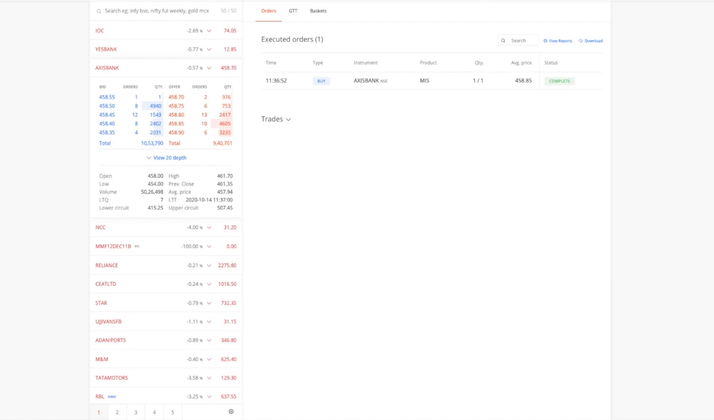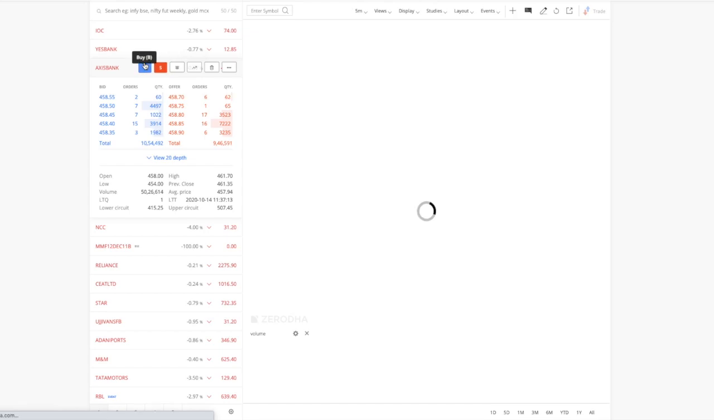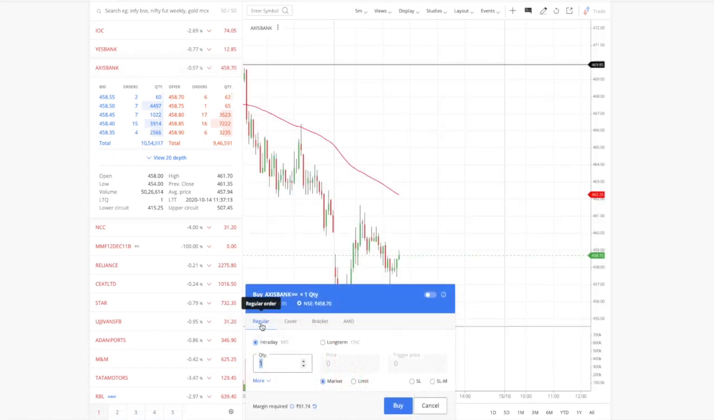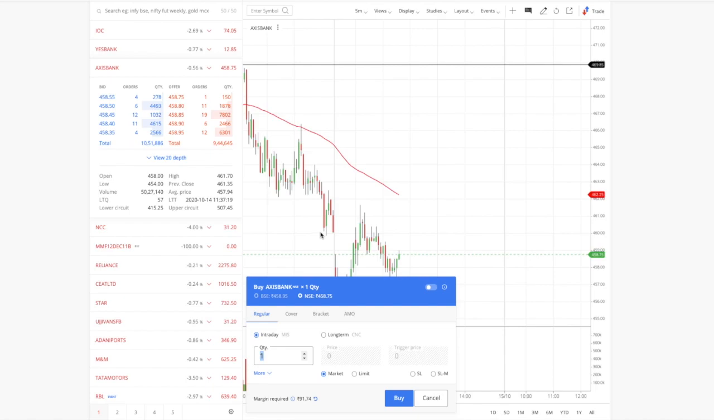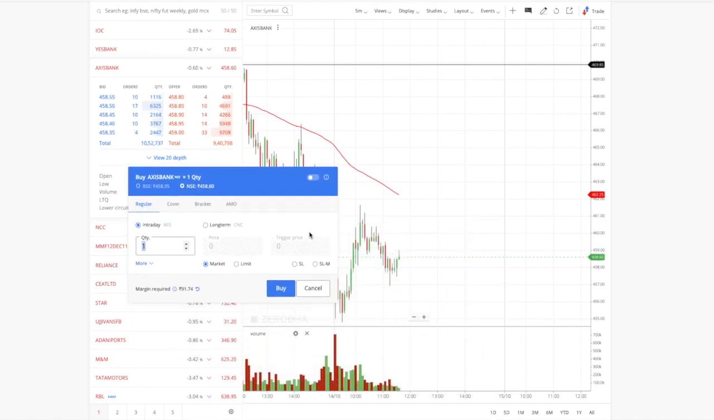Now if I go to positions, I'll be able to see my present profit or loss. Right now we have used a regular order on Axis Bank. A regular order means I entered the trade at the market price, and whatever the market price was at that particular instant, I got a fill there. Now let's quickly have a look at what a limit order is.